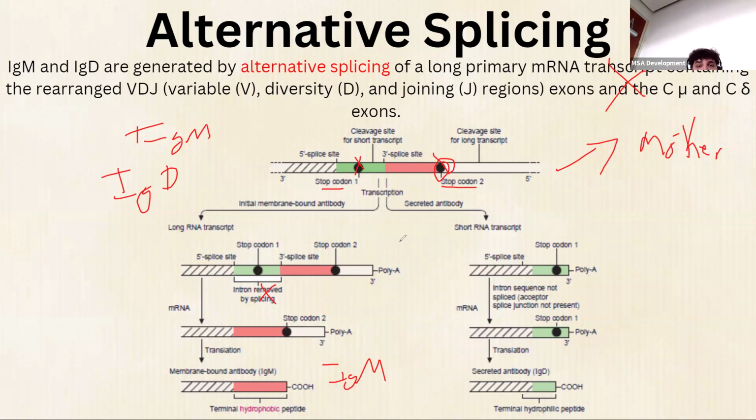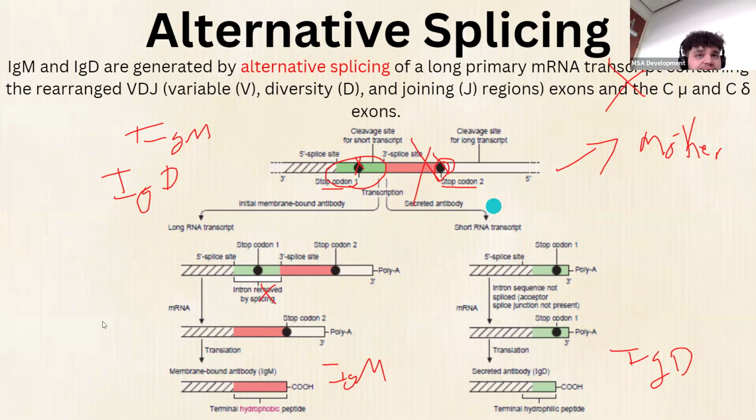In the other case, I decided to keep this one and remove this one. What did I get? IgD. So just get the general idea, okay? Basically, IgM and IgD share the same mother mRNA. The difference in splicing, which is called alternative splicing, will result in two different antibodies. Okay, that's all I want you guys to remember.